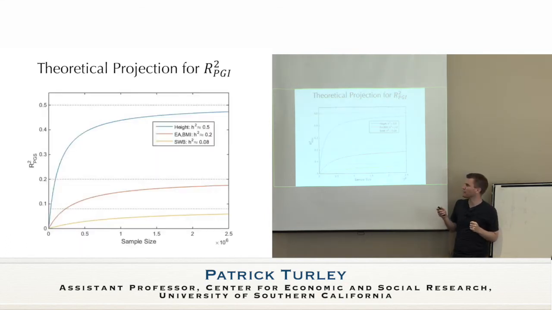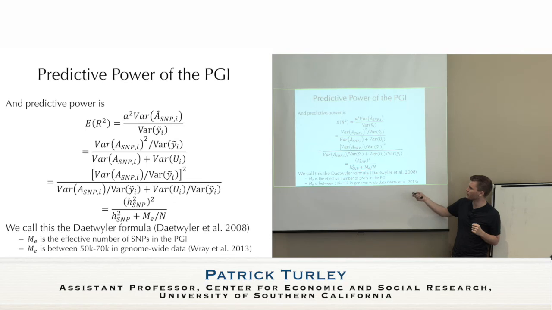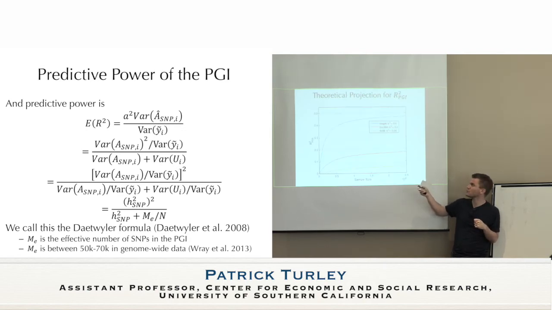So here's just a little picture that I made once that shows this relationship between the sample size of the GWAS and the predictive power of the polygenic index. If you see from this formula, you have ME, which is a fixed constant for a particular population. After that, it's just a function of the SNP heritability and the sample size. And so this is what we're showing here.